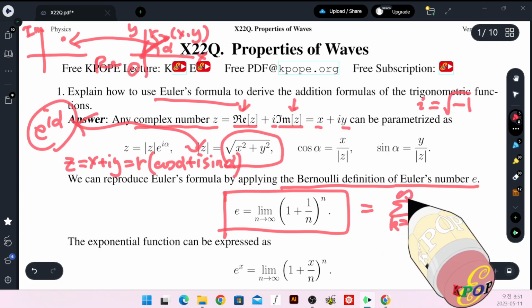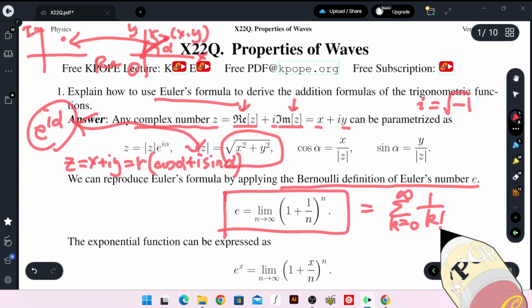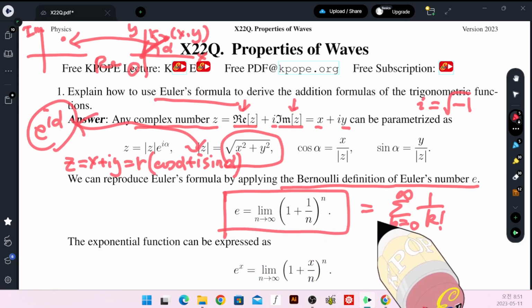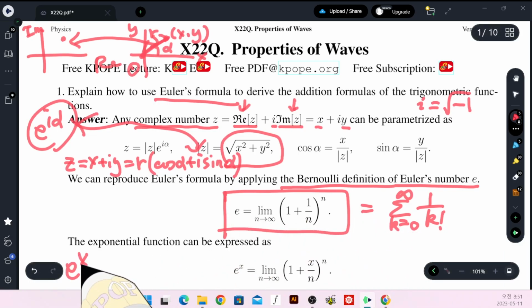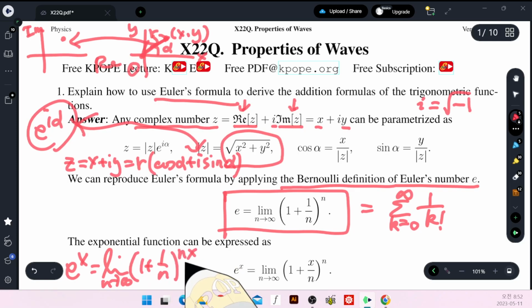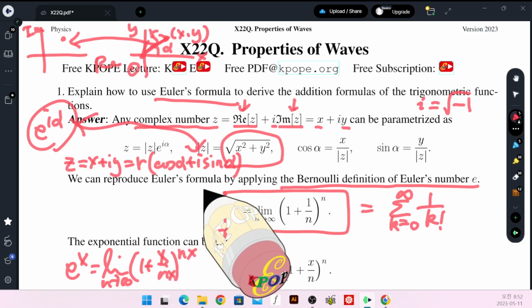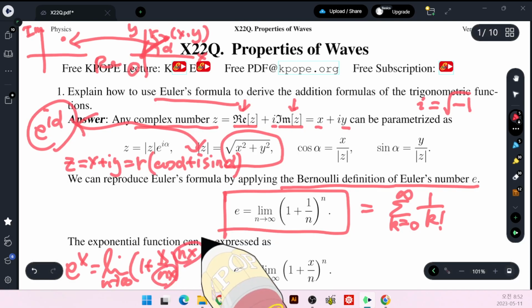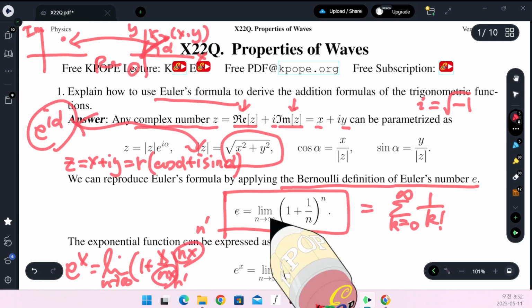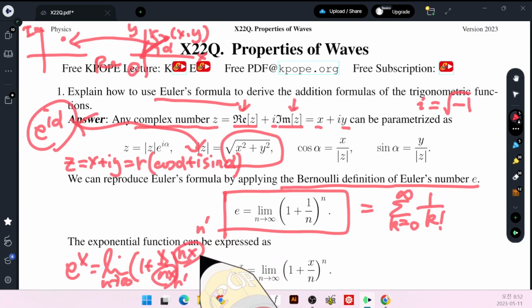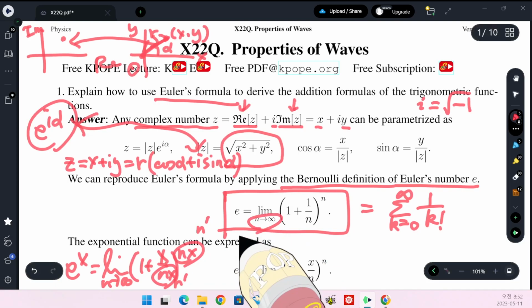k runs from 0 to infinity of 1 over k factorial. In addition, if you attach a power to this identity, we have exponential x, which is the limit as n goes to infinity of (1 plus 1 over n) to the power nx. Why don't we redefine nx as n prime, for example in the positive x case? Then it is not an integer anymore. However, it still approaches infinity.